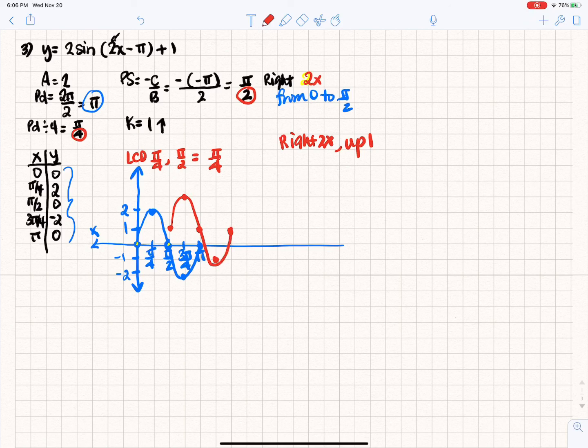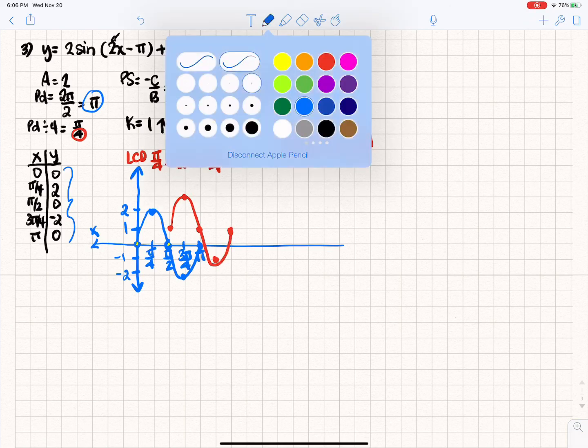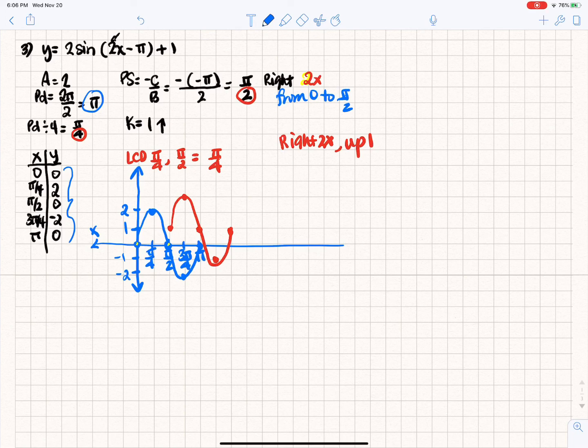Now, we need to label everything. So, after pi, because we go right 2, that would be 5 pi over 4, and then 3 pi over 2. And we need to label the y-axis. We need to add one more, which is 3. And that's your graph.